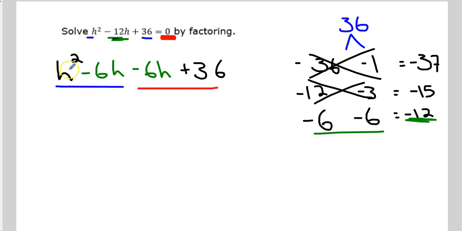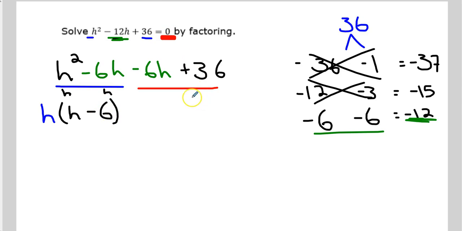With the first group, h squared and negative 6h both have an h in common, so I'm going to factor out h. Divide h from each term. So h squared divided by h is going to give me h. Negative 6h divided by h is going to give me negative 6.